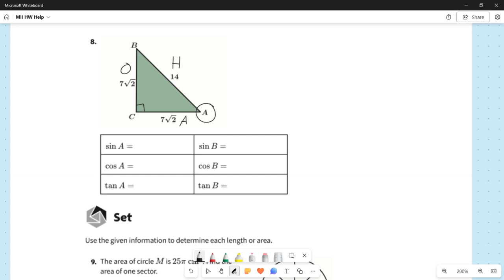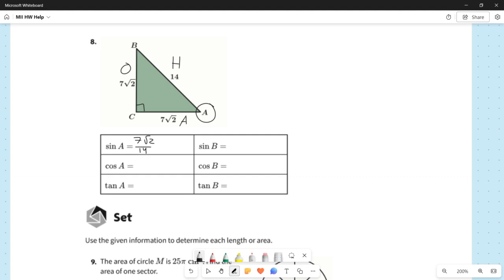My definition for sine in a right triangle is opposite over hypotenuse. So we've labeled our opposite as 7√2 and our hypotenuse as 14. Now, in order to reduce this, we're going to temporarily ignore the root 2. The root 2 is there, and we have to account for it, but we're going to look at just 7 over 14.